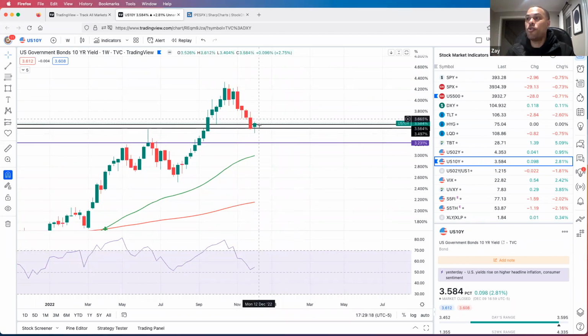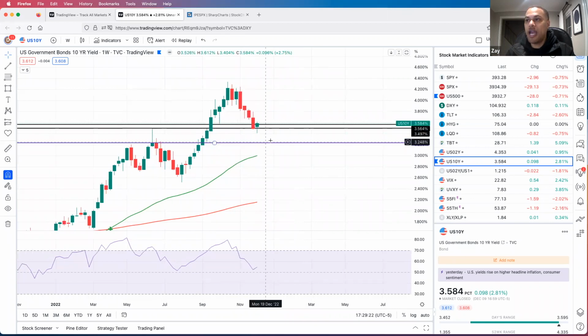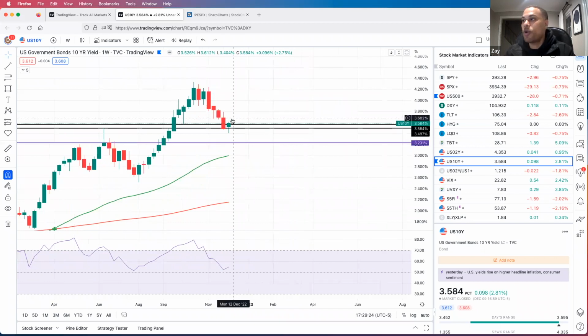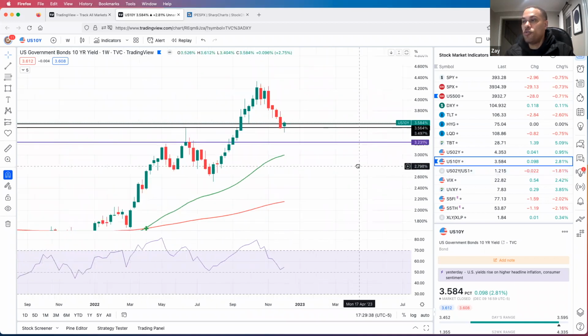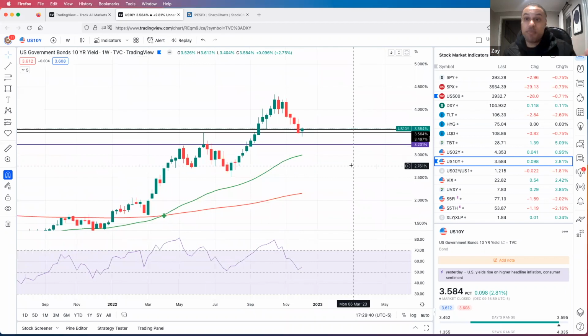If they can't do it and these yields can't stay up here and maintain that from a weekly perspective and keep breaking down, then my assumption is that the 10-year could keep breaking down to come to this market structure right here at 3.2%, maybe even a little bit lower. And that should be good for tech, right? Should be good for tech.